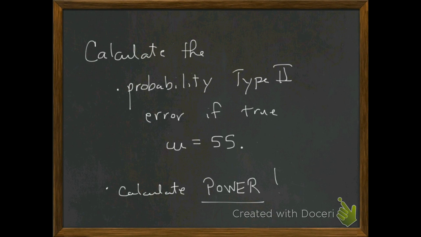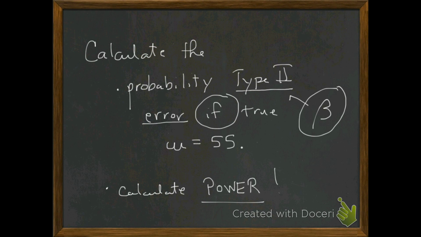Now, what we want to do here is calculate the probability of committing a type 2 error if the true mean is equal to 55. We also want to calculate the power, which turns out to be a very easy calculation once we get the type 2 error. Remember, gang, that beta is the probability of committing a type 2 error. So ultimately what we're doing here is calculating beta. And power is just 1 minus beta, which clearly, if we know beta, we can subtract it from 1.